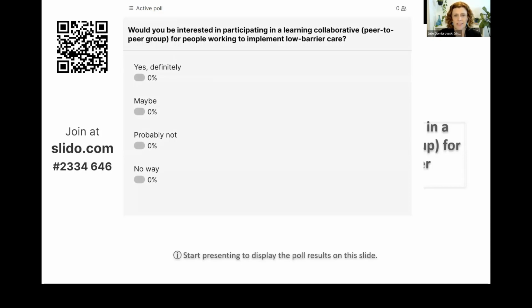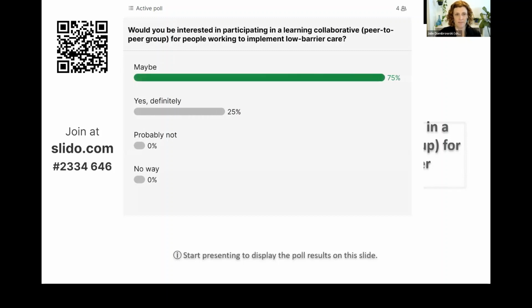So this is really a hypothetical question because we don't have this to offer right now, but just interesting, would be interested for, and let me ask, I probably should have said that first. Okay, so for anyone who might be thinking about implementing low barrier care or in an area, would you be interested in a learning collaborative, a peer-to-peer type learning group with people implementing low barrier care? And I'm realizing on my slide, I can't see the total number of people who are answering or have answered, so I apologize for that.